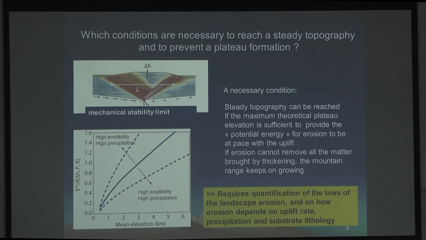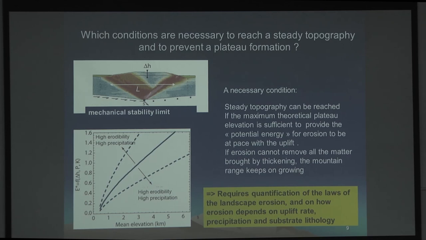So it's very schematic, but I want to point out that depending on the erodibility, depending on the precipitation, and depending mostly on the erosional processes behind it, we can achieve or not the equilibrium of the mountain range. So for that reason, it's very important to be able to quantify the sensitivity of erosion to topographic variables and also to climatic variation, to know when you get the possibility to stabilize the mountain range and when you cannot.